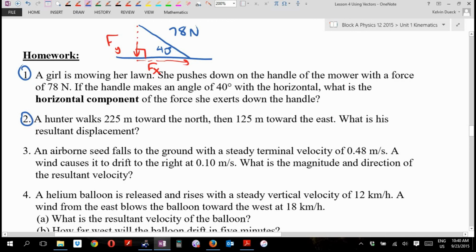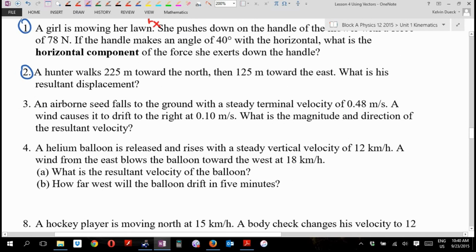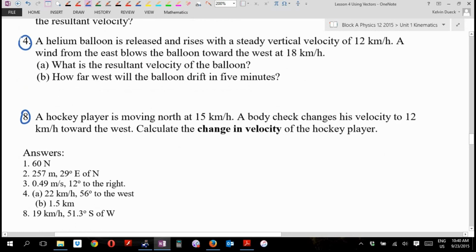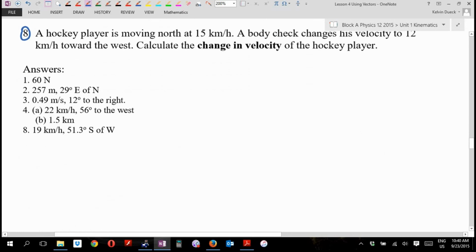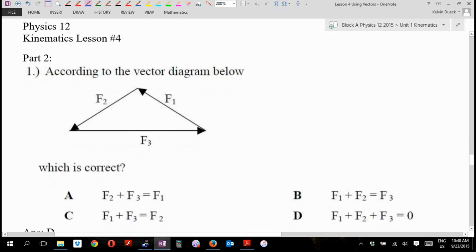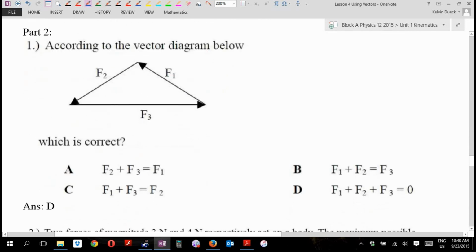Number two is good. Three is good. I'm going to skip four. Eight. You know what? Four is good. Eight is good. Yeah, I assigned them all. Eight is a little tricky. And then I have some multiple choice-y questions along the lines of interpreting vector questions.